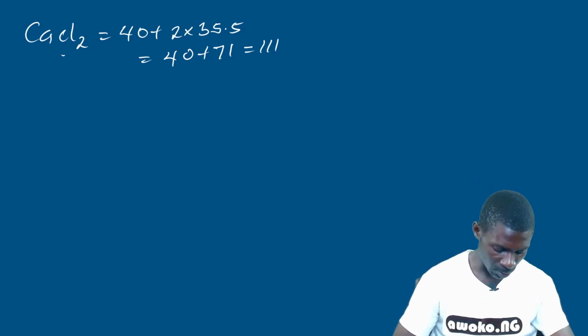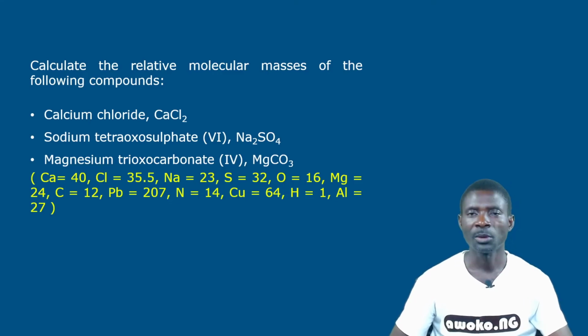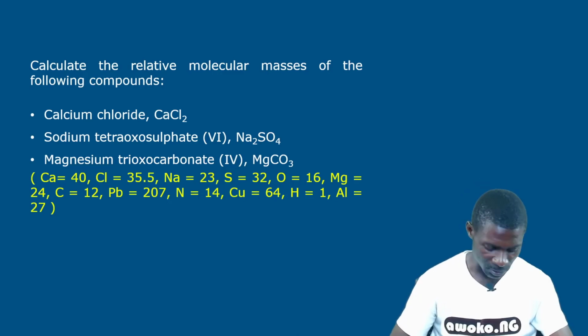Let's take a look at the second example here, which is sodium tetraoxosulfate 6. If you are asked to find the relative molecular mass of sodium tetraoxosulfate 6, what you simply do is, sodium here has 2 atoms. So you multiply 2 by the mass of 1 atom of sodium. Then you add it to 1 multiplied by the mass of 1 atom of sulfur. And you add it to 4 multiplied by the mass of 1 atom of oxygen.